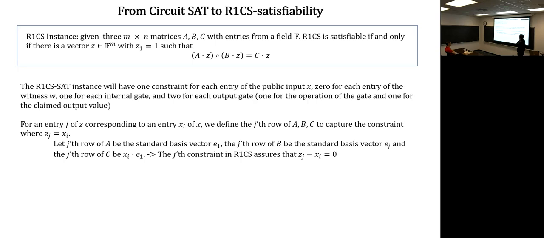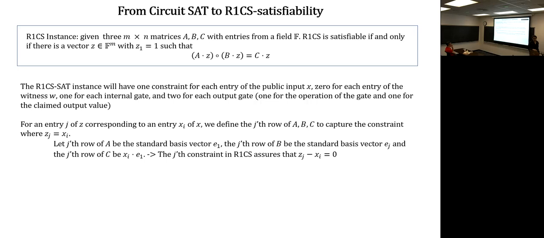Most of the ZK-SNARK constructions, especially the lattice-based ones, are constructed based on the so-called rank one constraint system problem, a satisfiability problem. And this is defined as follows. Assume we are given three matrices, A, B, and C, M times N matrices with entries from a finite field F. Then we say that this constraint system is satisfiable if and only if there exists a vector Z where the first entry of this vector is fixed to be equal to one. Why is this the case? We usually fix the first entry to one, because otherwise a zero vector could just easily give us a solution for this problem. Such that this is satisfied.